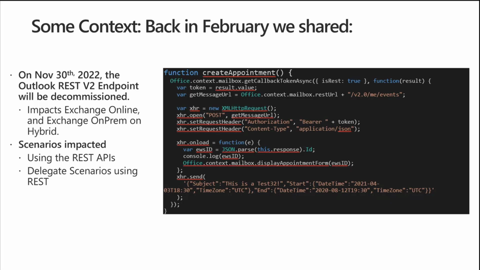Just for reference, I'm including here some sample code that you can see. If you have code that is calling the get callback token with isRest true, that means that you are getting a REST compatible token that you can actually use then to execute a few allowed REST operations.